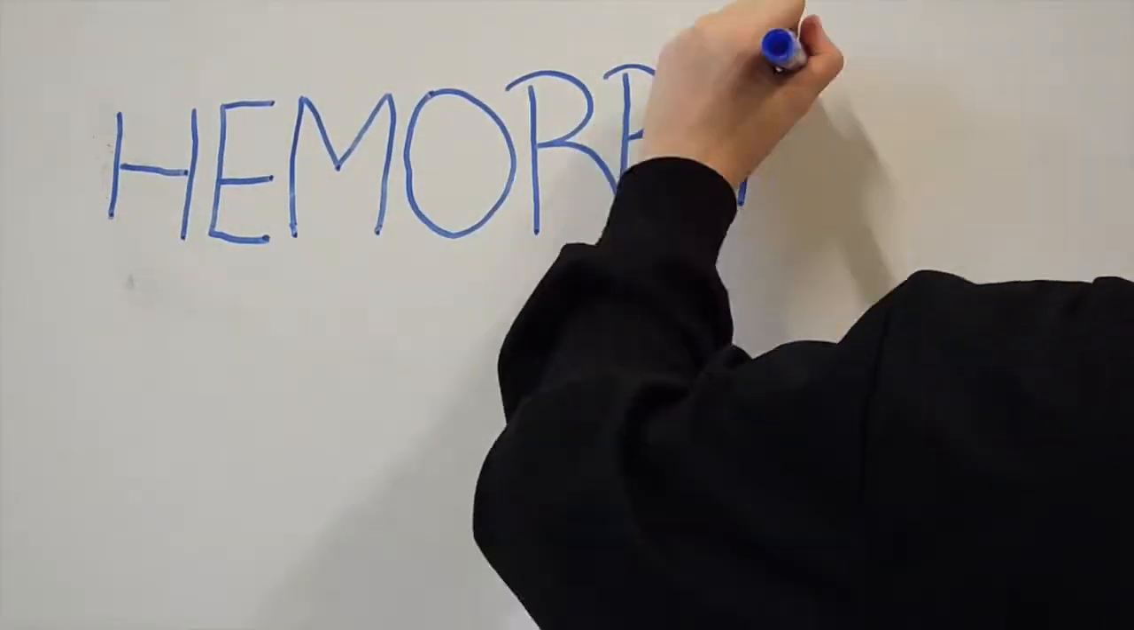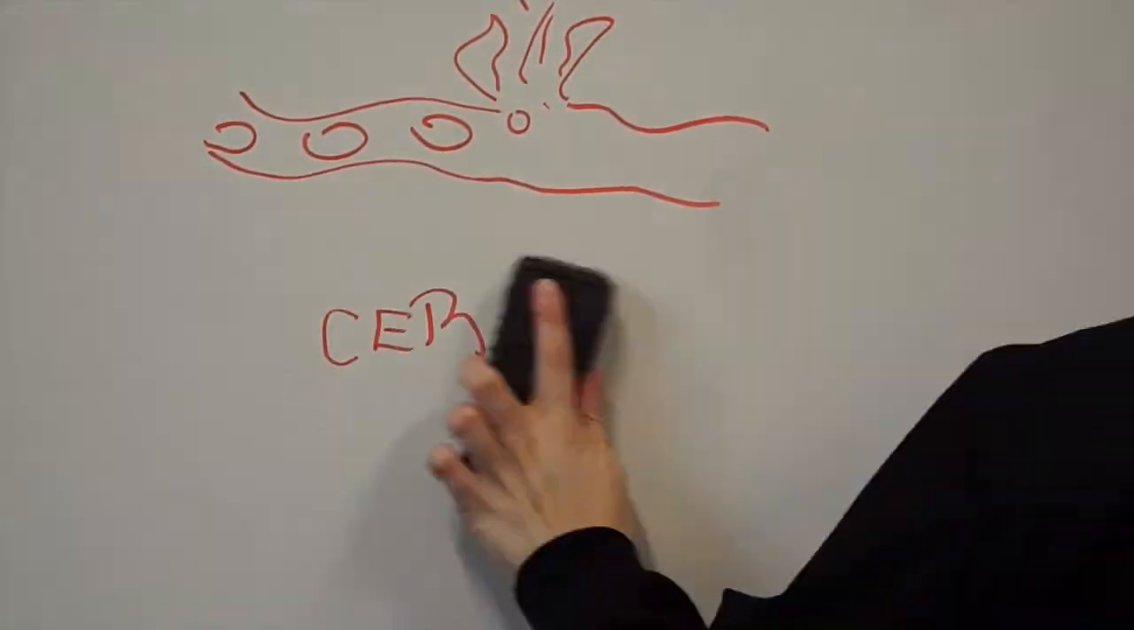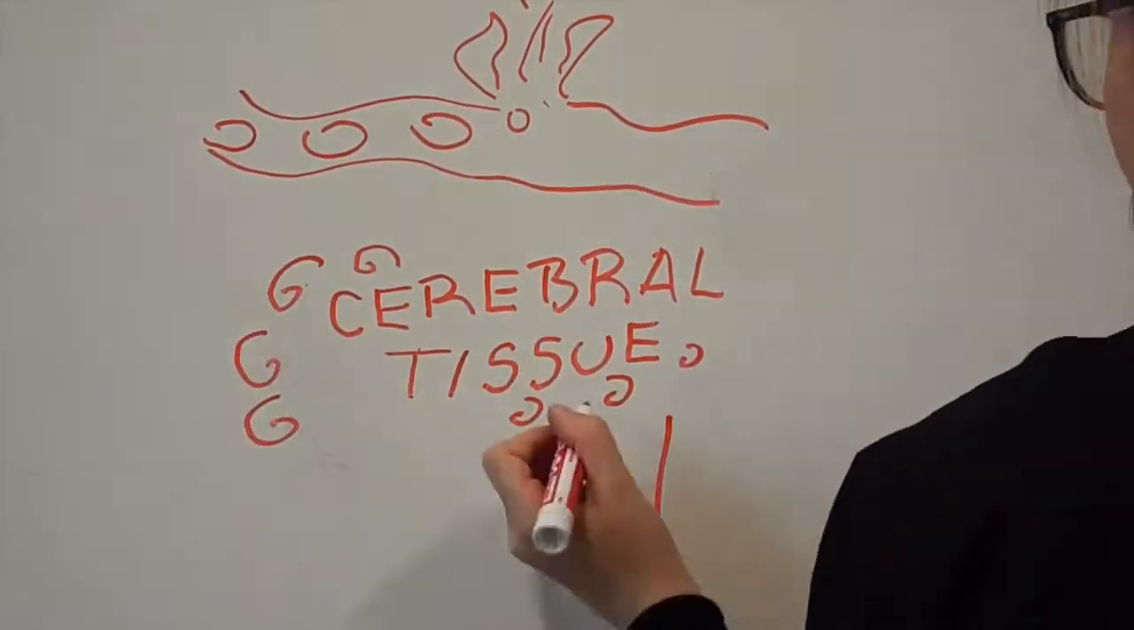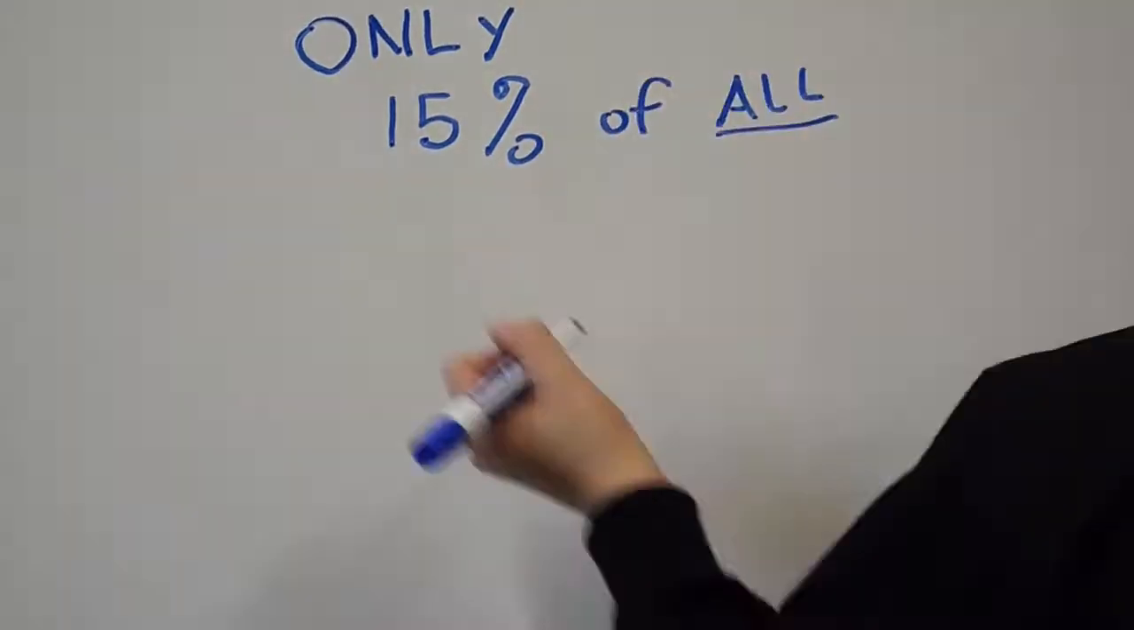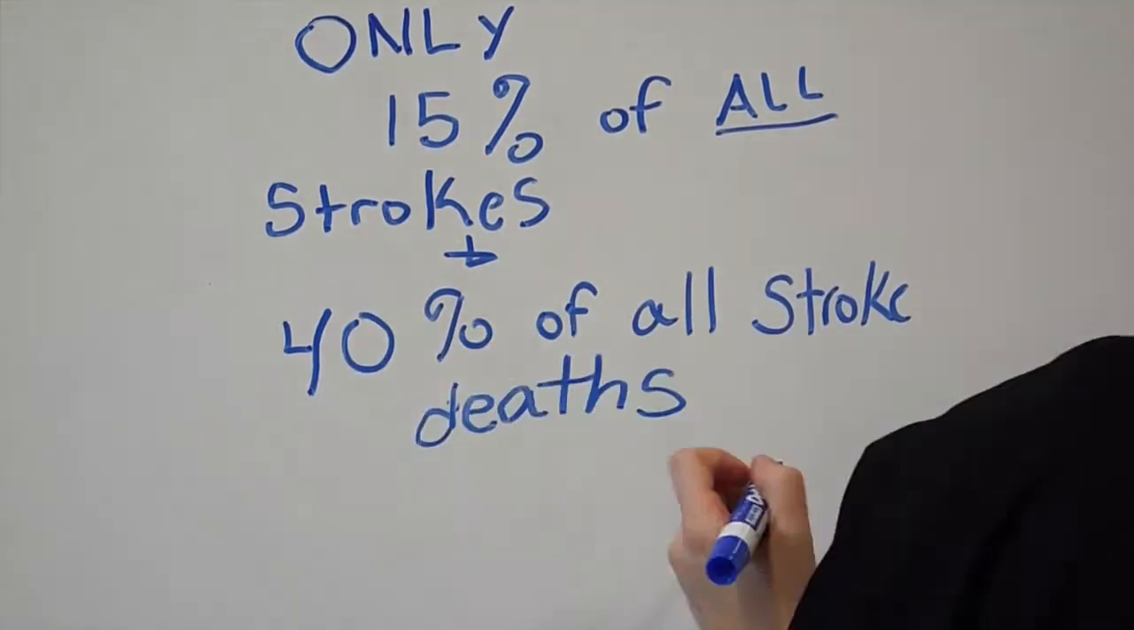Hemorrhagic stroke occurs when a cerebral artery ruptures and can no longer bring blood to the brain tissue. It is less common than ischemic stroke, and only 15% of all strokes are hemorrhagic, but they are responsible for around 40% of all stroke deaths.